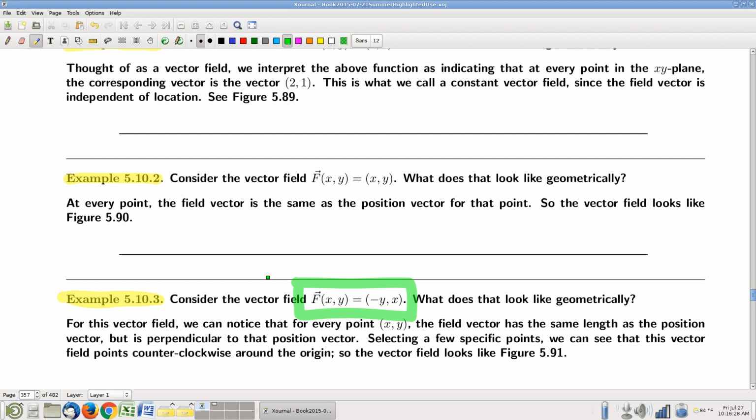Again, I'm just going to show you a few examples. I can't show you all of the examples because there's just too many different kinds. But I just want to show you a few tools that are useful sometimes. What is this guy? F of x,y is equal to negative y, x.